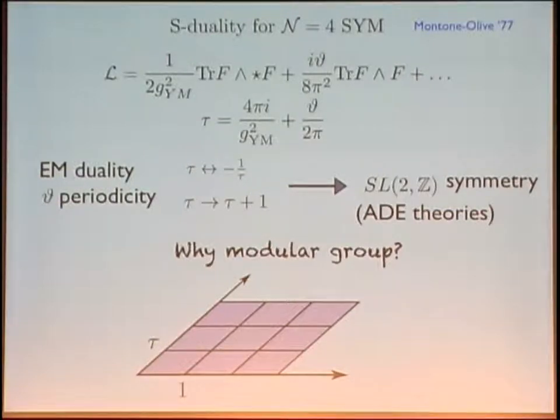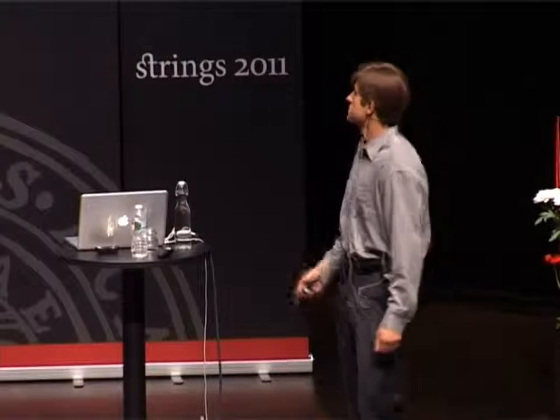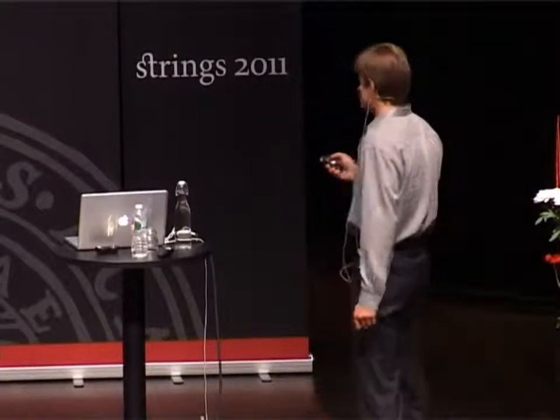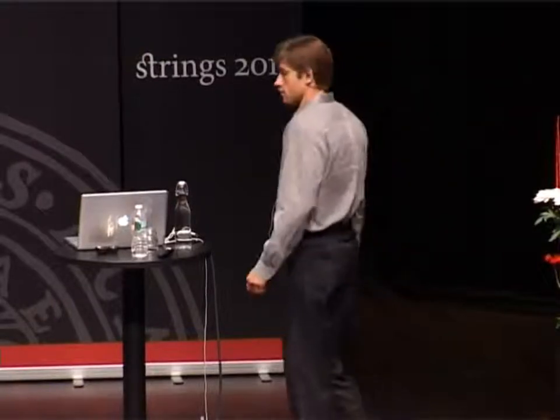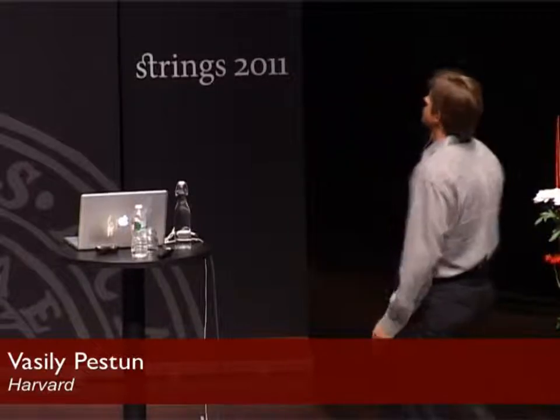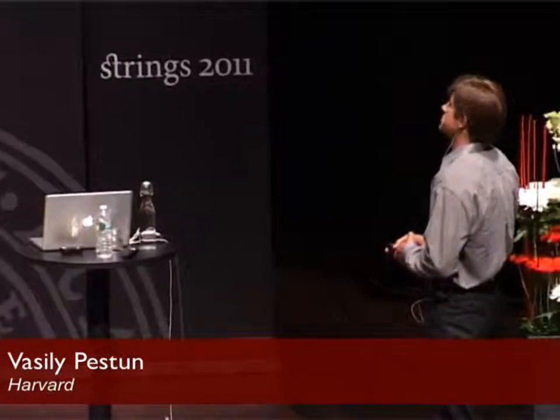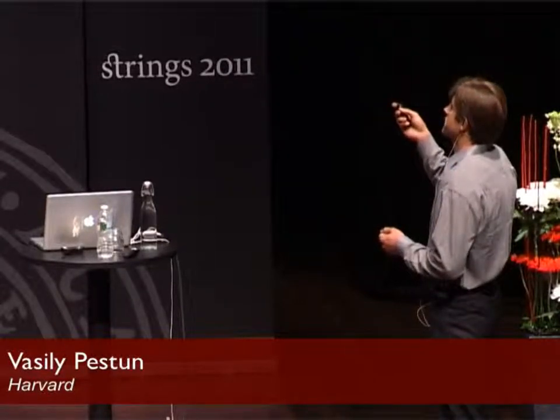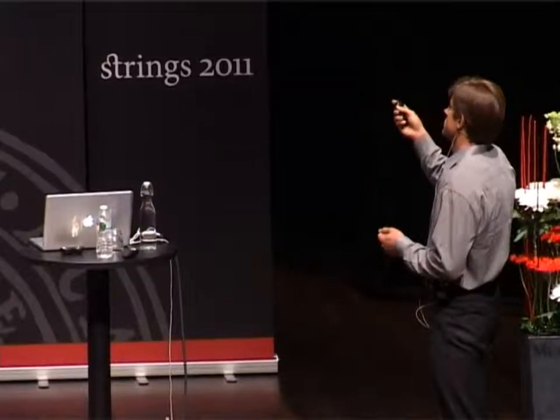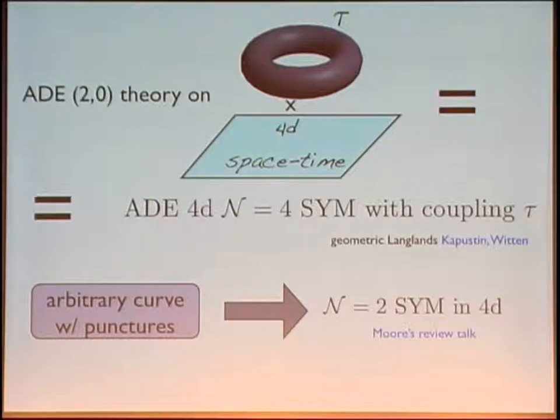And why a modular group? Well, from the string theory perspective, we now know the answer, and it was reviewed in many of the talks in this conference. Greg Moore gave a very nice review of the (2,0) theory in six dimensions. This is one of the simplest compactifications of such a theory if you consider it on a two-dimensional Riemann surface just of genus 1, on an elliptic curve with modulus tau. Then we get N=4 supersymmetric Yang-Mills with coupling tau in four-dimensional space-time. And that duality plays a major role in many questions of physical mathematics now.